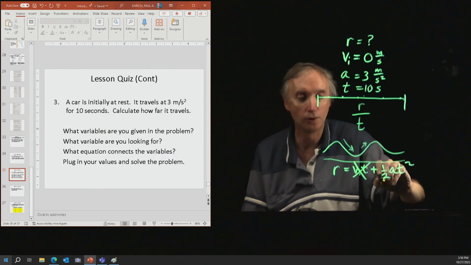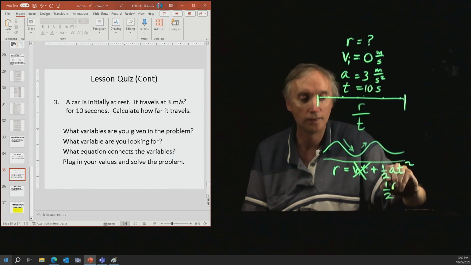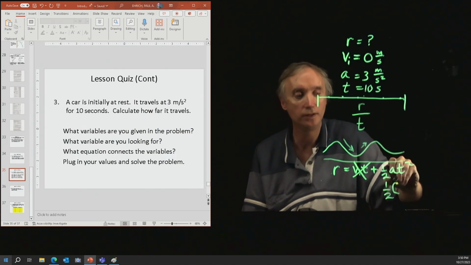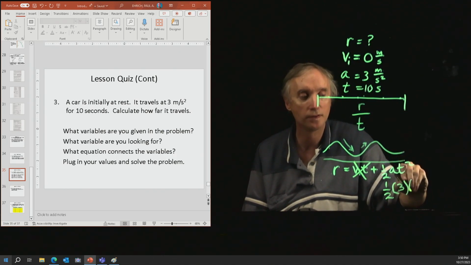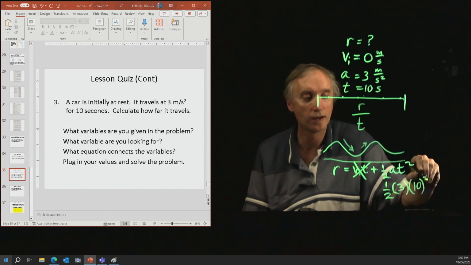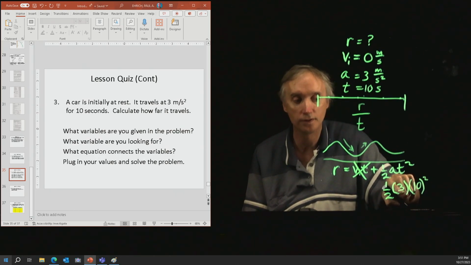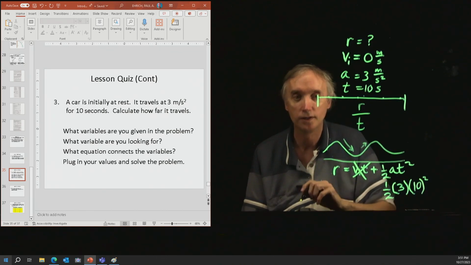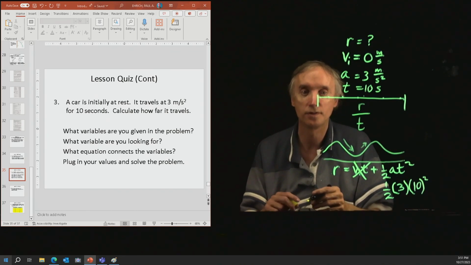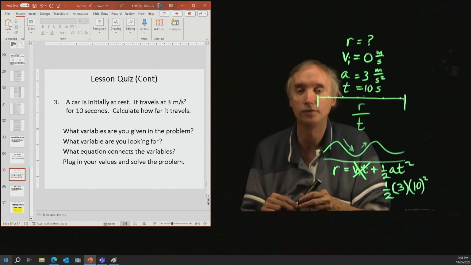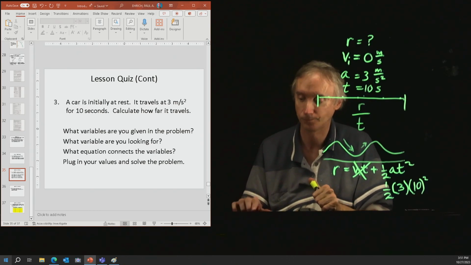So now we've got 1/2, and then the a was 3, and then the t was 10. So we need to square that. So 10 times 10 is 100, times 3 is 300, and then 300 divided by 2 is 150. So this thing will have traveled 150 meters.